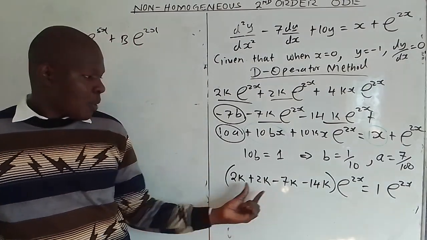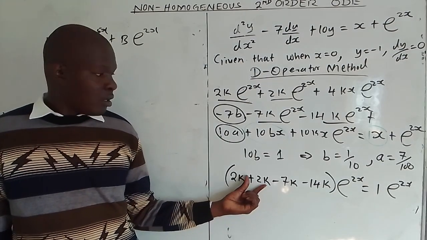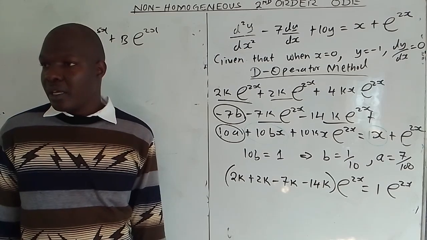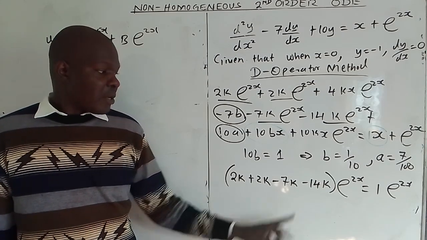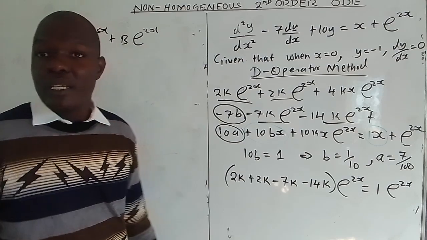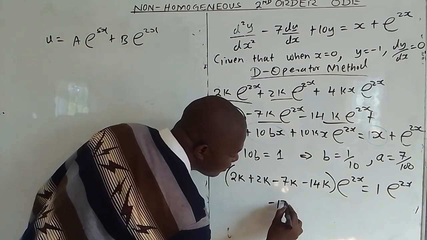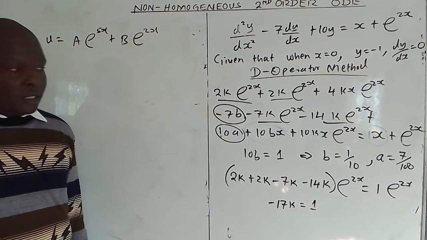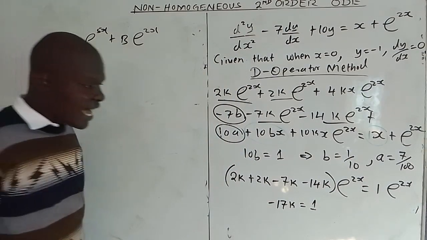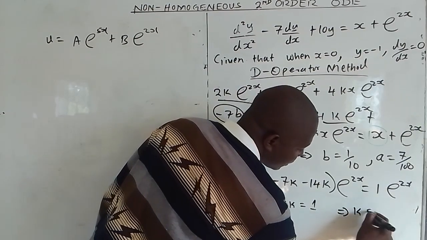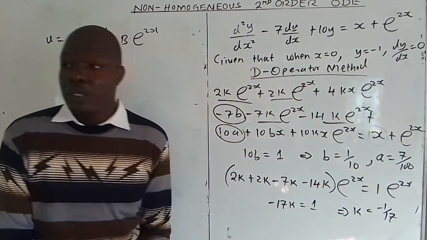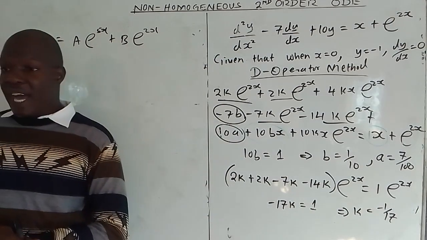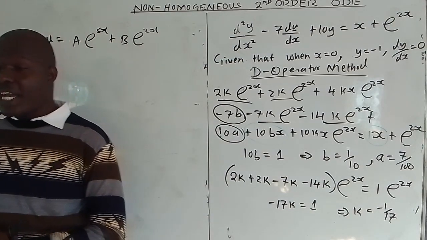So what do we have here? 2 plus 2, 4. I have 4 minus 7k, negative 3. Negative 3 minus 14k, negative 17k, to be equal to that 1, isn't it? Are we together? So what is k? Negative 1 over 17, if you divide both sides by negative 17, isn't it? K is negative 1 over 17.